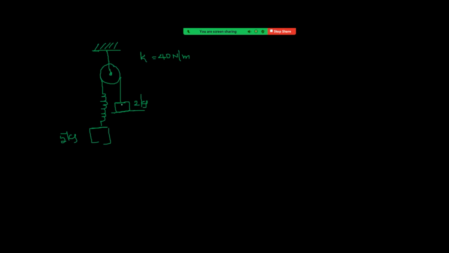When 2 kg block losing contact, that means its weight is balanced by spring force. Weight equal to mg, that is 20. Okay, 20. And k value 40. That means x value, kx equal to 20. K value 40, that implies x value is a half meter.